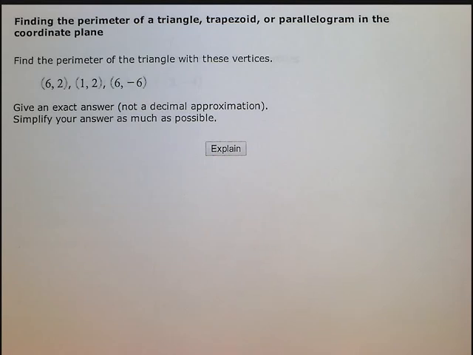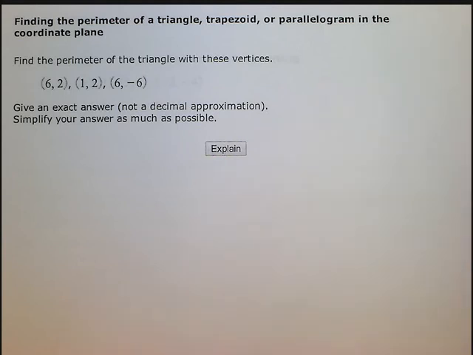Finding the perimeter of a triangle, trapezoid, or parallelogram in the coordinate plane. Find the perimeter of the triangle with these vertices. Give an exact answer, not a decimal approximation. Simplify your answer as much as possible.